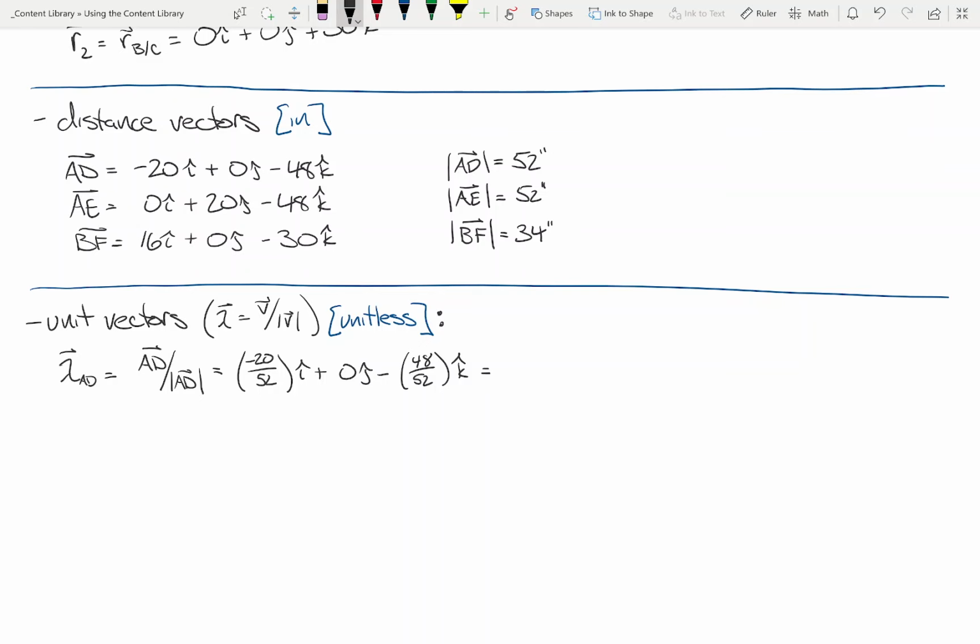This is sort of like a deck of cards, like 52, and these are all going into 4, so maybe like 13 in each suit, so maybe like, I don't know, minus 5 over 13 i plus 0 j minus 12 over 13 k. Is that a fair statement? Just keep everything in fractions. And then, so lambda AE.